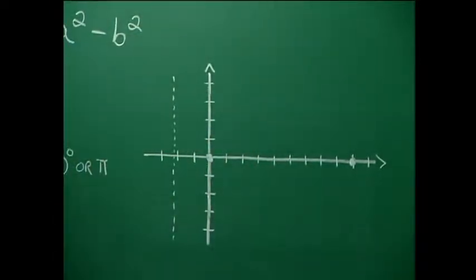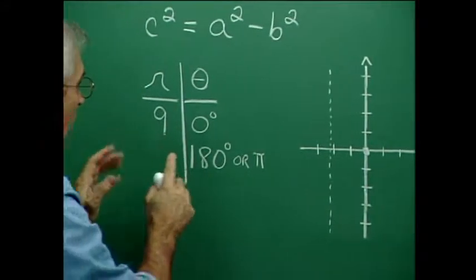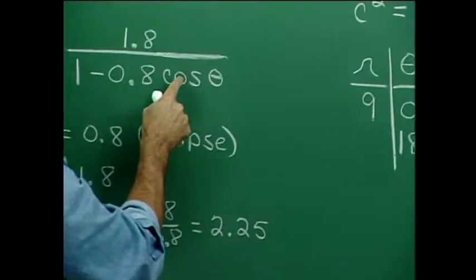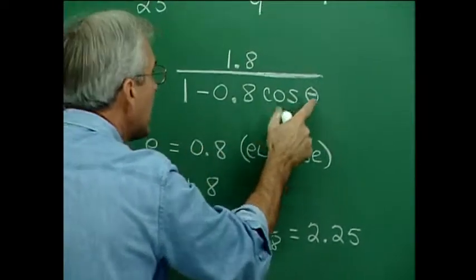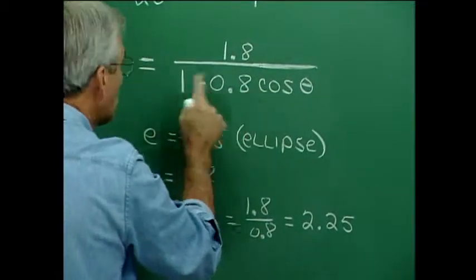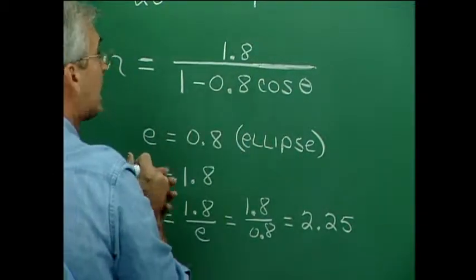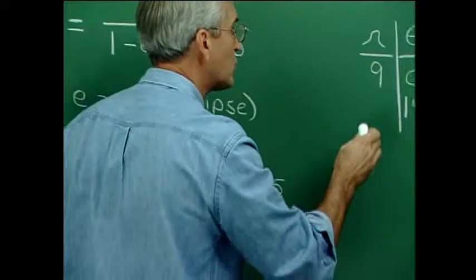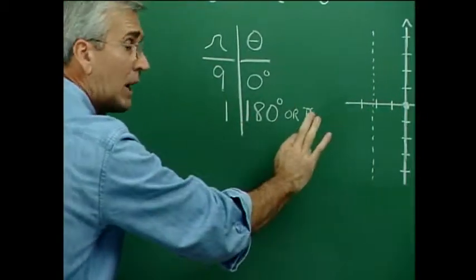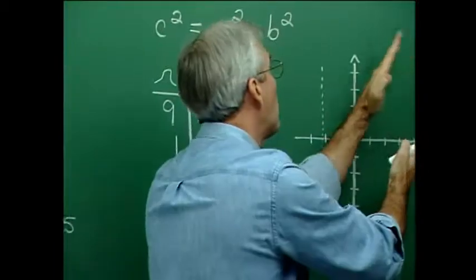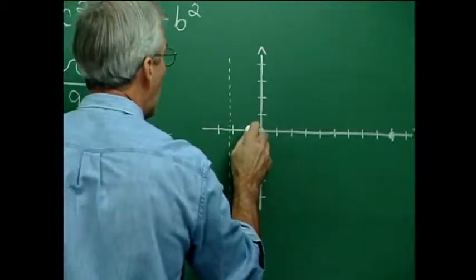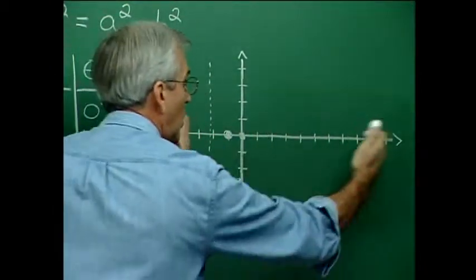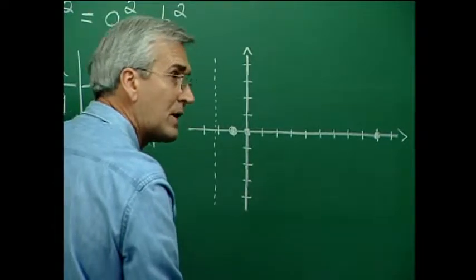We discover an awful lot by finding the value of r when theta is 180 degrees or pi. When theta is 180 degrees or pi, we have the cosine of 180 degrees, which is -1. -1 times -0.8 is 0.8. 1 plus 0.8, 1.8 in the denominator. 1.8 over 1.8, that's 1. So r is 1 when theta is 180 degrees. And now we think about plotting that point. We think of an angle of 180 degrees and a distance of 1. Oh, that's right here. And now we had a distance of 9 out this way and 1 in this direction. That's a total horizontal distance of 10 for our major axis.